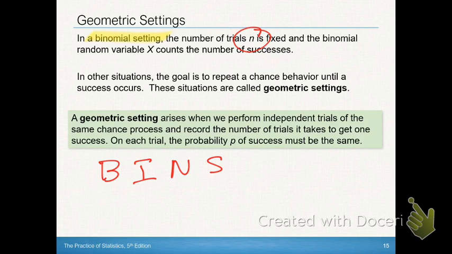So this would be something like, maybe I'm going to flip a coin 10 times, and I want to know what are the chances of getting a heads 6 of those 10 times. That would be binomial, or BINS.